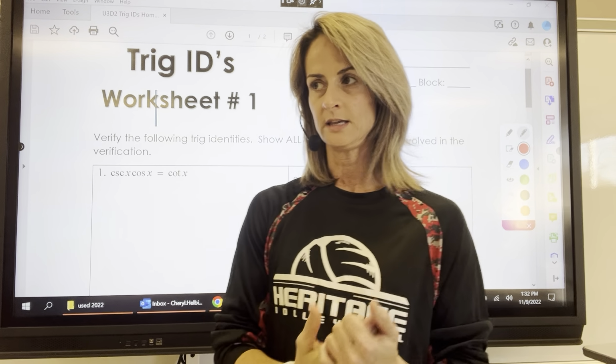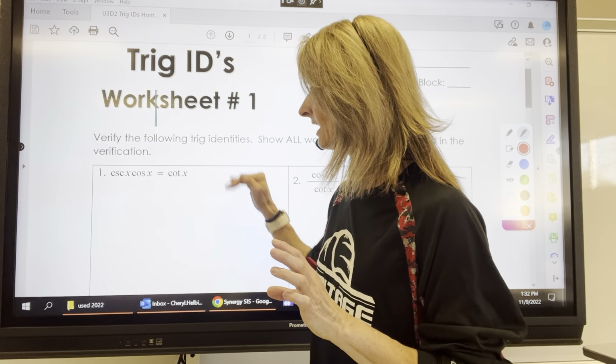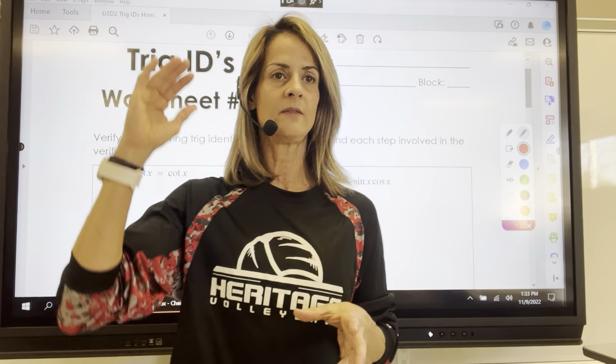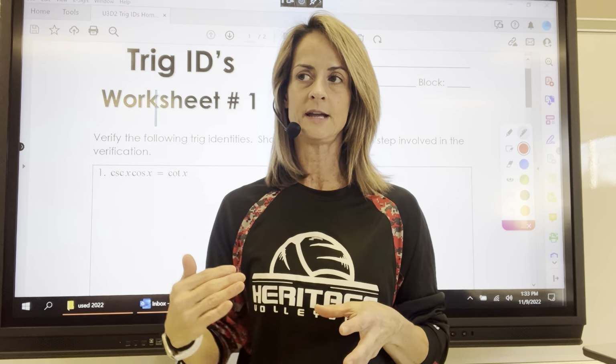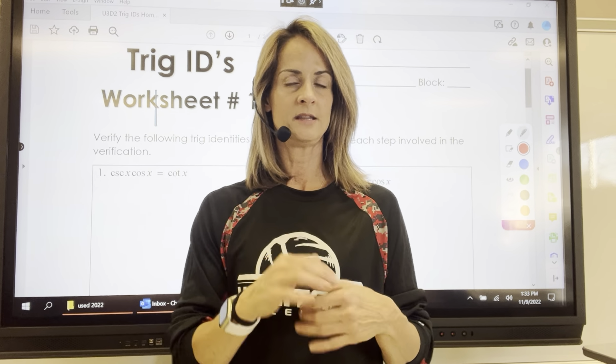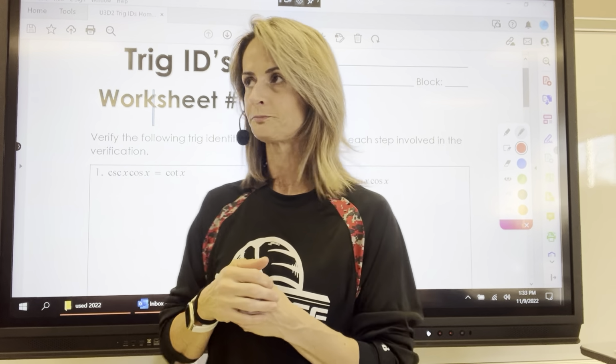When it says to verify the following trig identities, show all work and each step involved in the verification. What that means is you're going to work on one side until you get the other side. And you don't have to write down the other side. I'll show you how that works. You don't have to write down the other side every time for every single step. I usually write it at the very end and then do a check saying that they're equal.